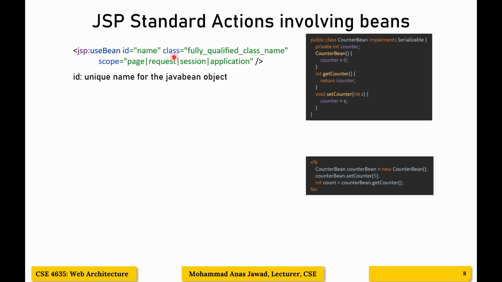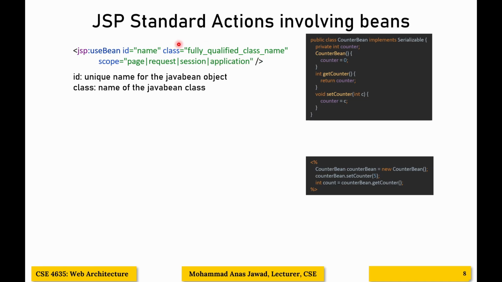Next, we have the class attribute. This class attribute is the name of the JavaBean class whose object we are creating. A fully qualified class name means that we have to write down the name of the class, including the package to which it belongs. So suppose this CounterBean class belongs to our com.beans package. Then in this case, we would have had to write com.beans.CounterBean.